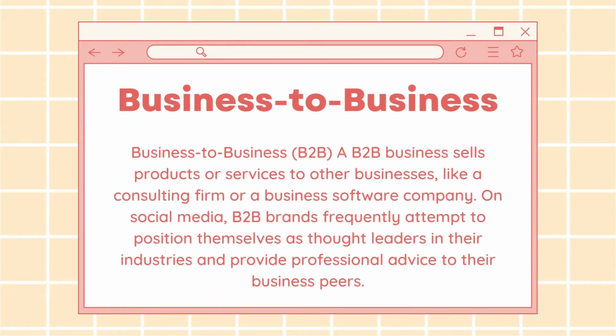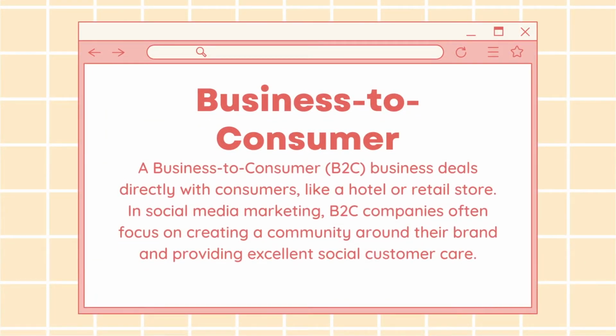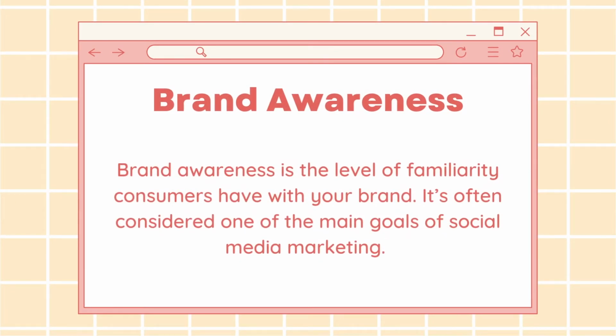A B2B business sells products or services to other businesses, like a consulting firm or business software company. On social media, B2B brands frequently attempt to position themselves as thought leaders in their industries and provide professional advice to their business peers. A B2C business deals directly with consumers, like a hotel or retail store. In social media marketing, B2C companies often focus on creating a community around their brand and providing excellent social customer care. Brand awareness is the level of familiarity consumers have with your brand. It's often considered one of the main goals of social media marketing. Of course, there are many other terms you may hear, but these are a good starting point.